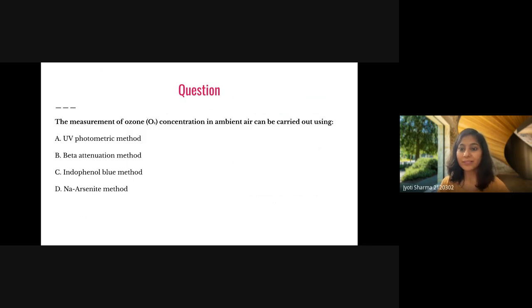In the last table we discussed what method is used for what criteria pollutant. If you have a good memory, you can tell me, but otherwise it's okay, I will tell you. We have four options here: UV photometric, beta attenuation, indophenol blue, and sodium arsenite. Beta attenuation is for particulate matter. Indophenol blue method is for ammonia. And sodium arsenite is part of the Jacob and Hoeheiser method, used for nitrogen dioxide. So whatever is remaining will give you the answer.